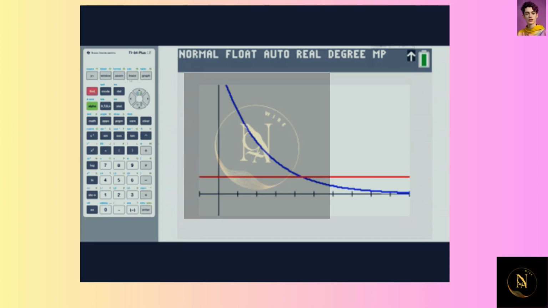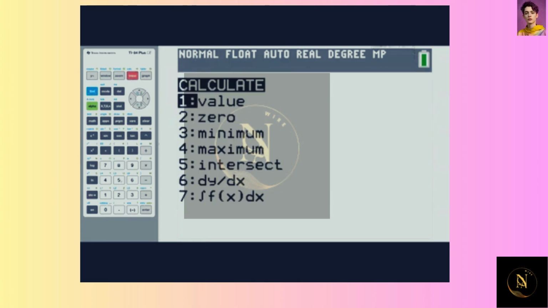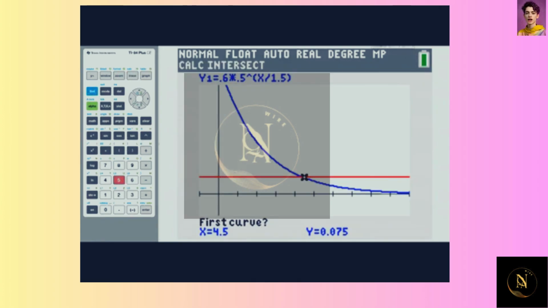So we can go into the Calculate menu, choose number 5, Intersect, and then put the cursor on the first curve, press Enter, put the cursor on the second curve, press Enter, and move over toward the intersection point, press Enter. And here we see at the bottom of the screen that it's telling us 4.36, comma 0.08 is the intersection point. So what that means is 4.36 hours will elapse until the blood alcohol concentration is 0.08. 4.36 hours since midnight, that's about 4 something in the morning.